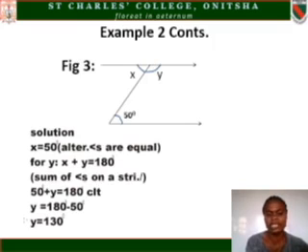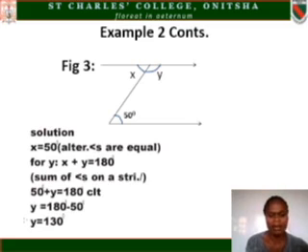Example 2 continued. Let us look at figure 3. We have X and Y resting on a straight line, and we now have angle 50 given. Solution. Angle X is equal to 50 degrees because X and 50 are alternate to each other. They are alternate angles and they are equal.